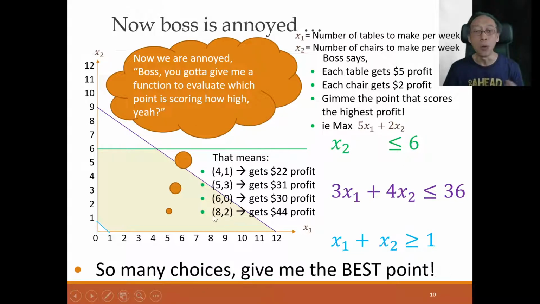How do I get that? Oh, you just make 8 tables and 2 chairs per week. I assure you, you'll get that profit, which is the highest because we have scanned through the viable scenarios, and only this point gives us the highest. So that's great. We basically have found the highest point. But wait, we're just kind of randomly drawing up 8 comma 2. How about any assurance that it is the best in the entire infinitely many points in this polygon? That is exactly what we want to do in linear programming.